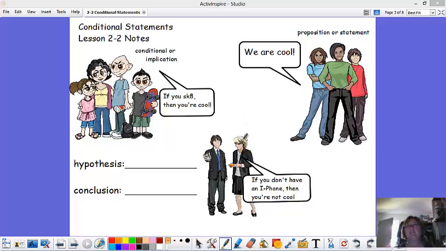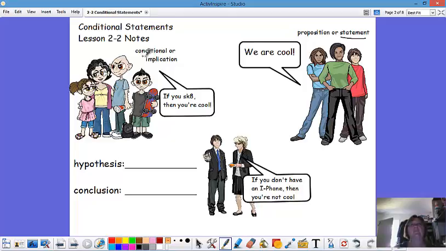As you look at the people that are on your screen right now, I'm going to direct your attention to this group up in the corner. They have no question, folks. They are making a statement. And their statement is, we are cool. That's exactly the way that would come out too, I think. A statement or a proposition is exactly that. There are no ifs, ands, or buts about it. It's just a statement.